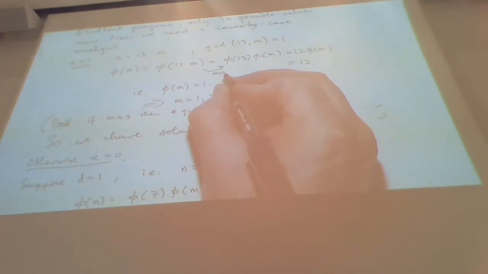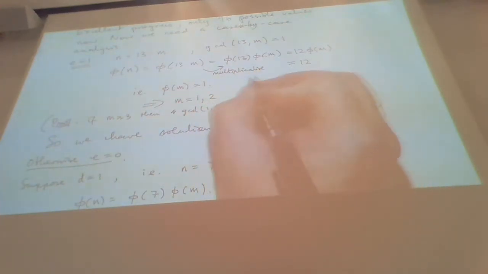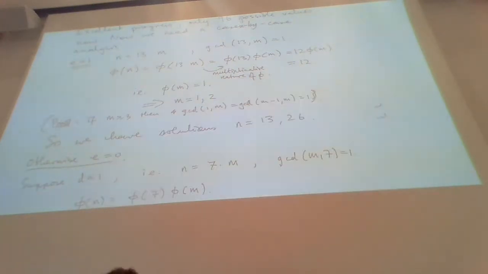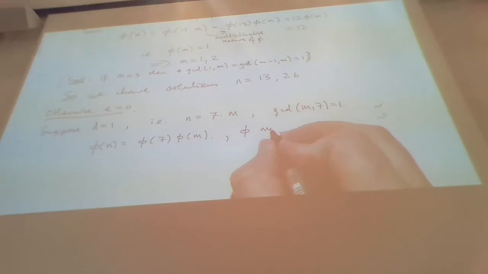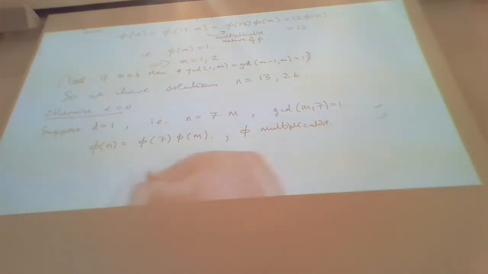Oh, I never referenced that up here. So this step here is using the multiplicative nature of phi. It's very useful, so we're using it again here. Well, we know what phi of 7 is. 7 is just a single prime. This is equal to 6 times phi of m. And this is supposed to be equal to 12, so that implies phi of m is equal to 2. So which numbers have phi of m equal to 2? We're going to have to solve these smaller examples of the problem.